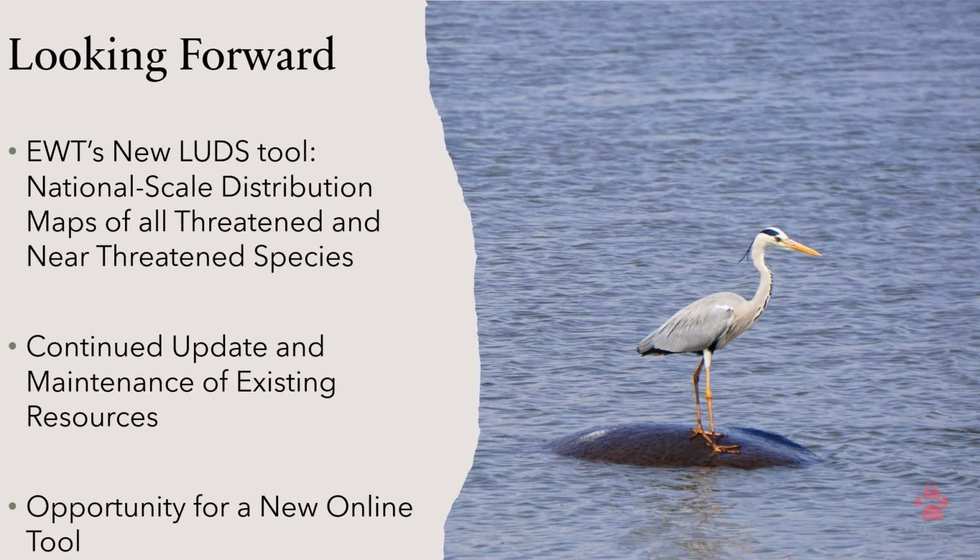So looking forward into the near and medium-term future, I'm currently working on an exciting project creating a new land use decision support tool. Should be rolled out later in the year, and this will contain national scale distribution maps of all threatened and near threatened species. And we are looking into how to include some of the spatial layers in terms of ecosystems, like the CBAs and NBAs. And of course, there's a continued update and maintenance of the existing resources by DFFE and SANBI.